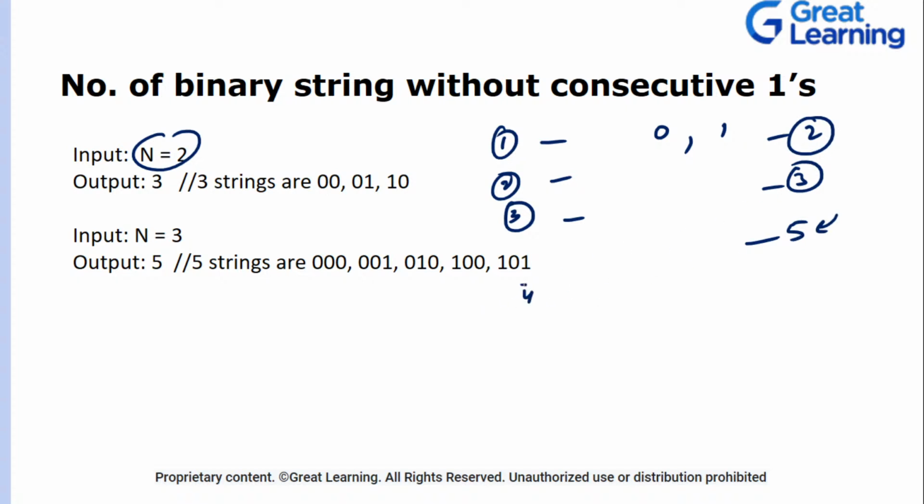So if n is equivalent to 5, now what happens if n is equivalent to 4? What will be the answer? Simple, the sum of 2 previous numbers. So there will be only 8 possible combinations in this when n is equivalent to 4. Are you able to understand this?